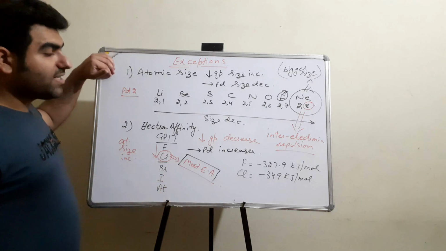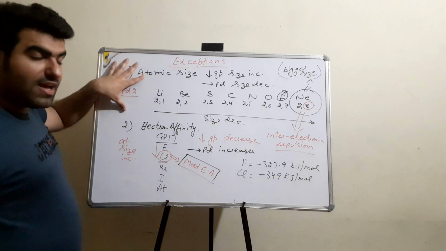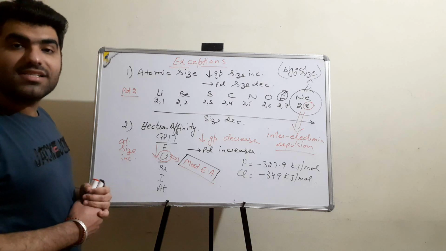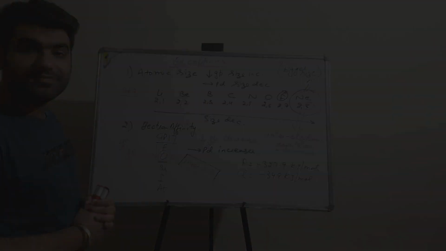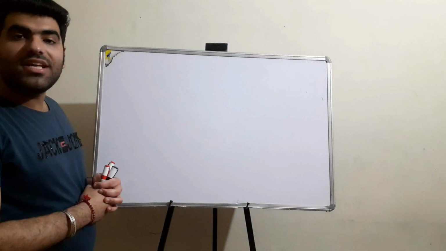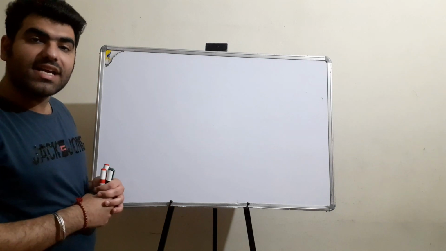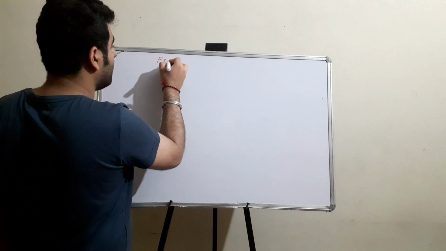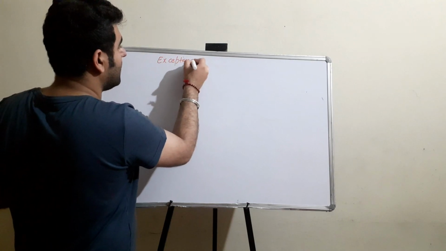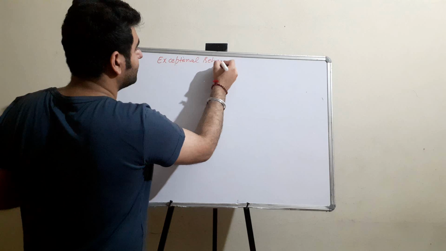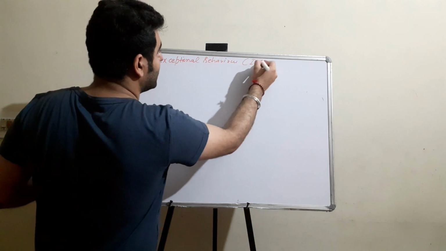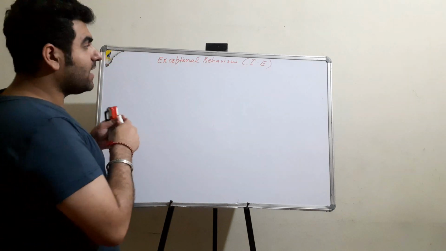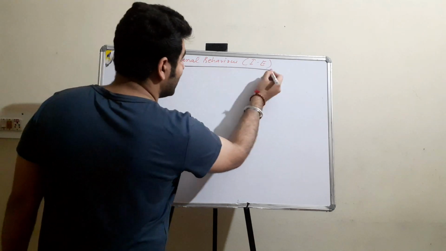Alright. So the first exception was the atomic size that we have discussed. The second is for the electron affinity. Now we'll discuss the next exception. Here we'll be talking about the exceptional behavior for ionization energy. For that we'll need to understand an important concept about the shells.